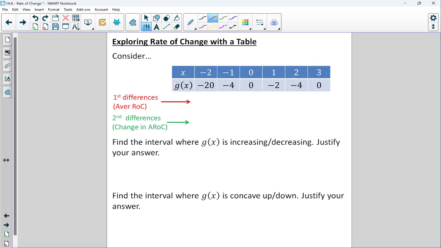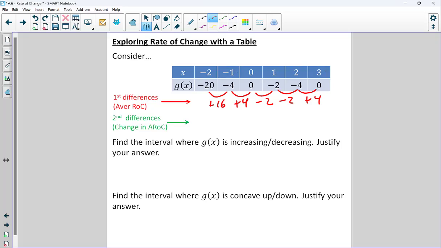So looking at the first differences from negative 20 to negative 4, that's adding 16. So that means the function is increasing, which is exactly what I see here. From negative 4 to 0, we're adding 4, not linear. From 0 to negative 2, we're subtracting 2. And then we're subtracting 2 again. And then we're adding 4. All right, keep in mind, don't just look at the y values, look at the x values as well.